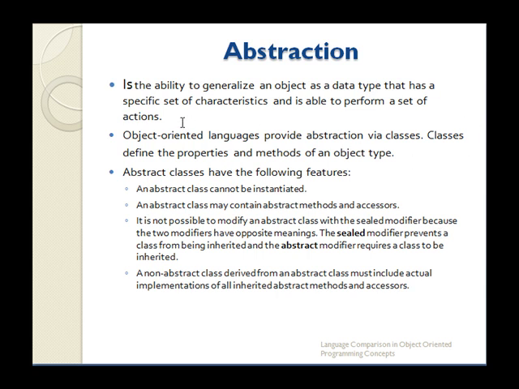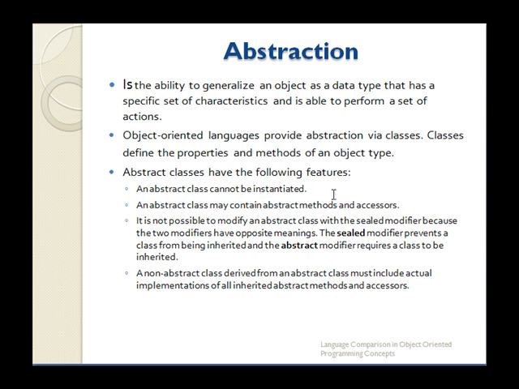Abstraction is the ability to generalize an object as a data type that has a specific set of characteristics and is able to perform a set of actions. Then, object-oriented languages provide abstraction via classes. A class defines the properties and methods of an object type. The abstract classes have the following features.